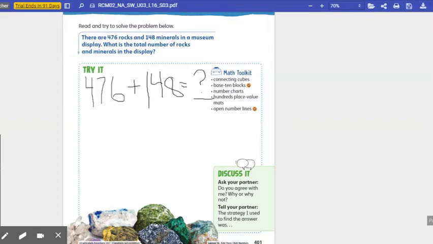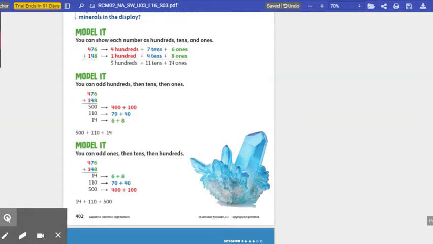All right, now what I want us to do is go ahead and check this. We're going to look at some different ways that you could have solved this to help you better understand how to combine 3-digit numbers to find that new total. All right, so now let's look at page 402 at some of the strategies that you might have used to combine 476 and 148.